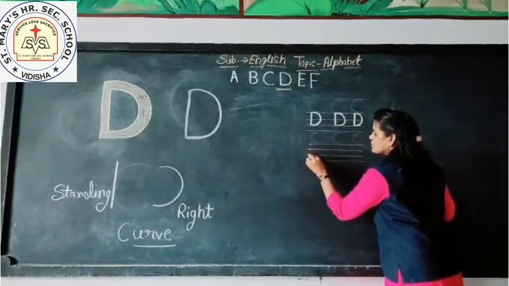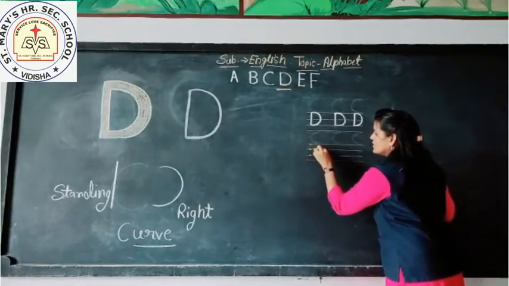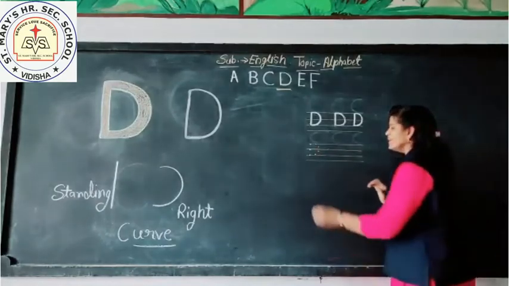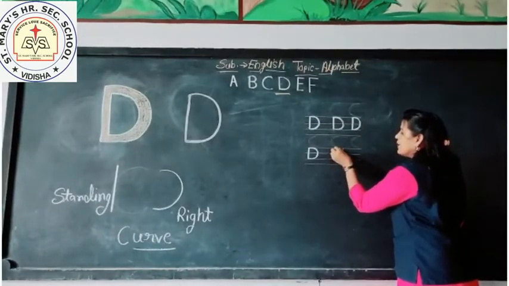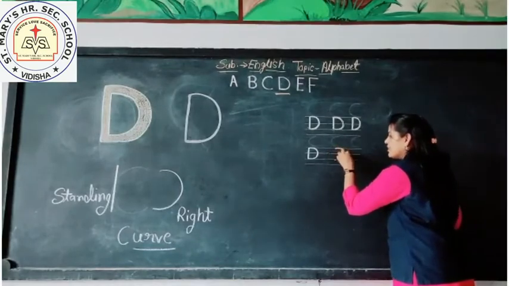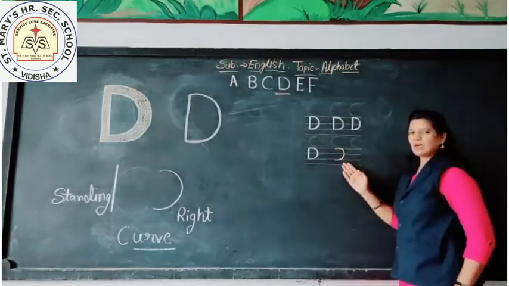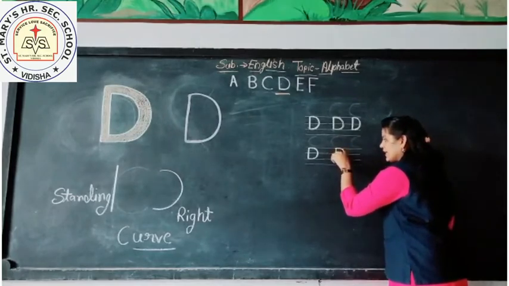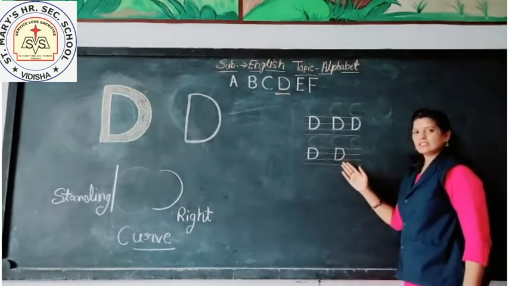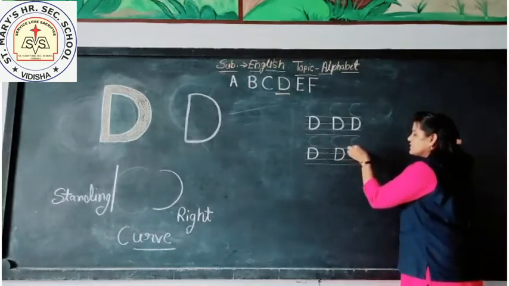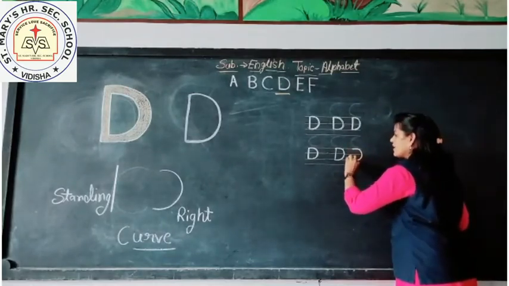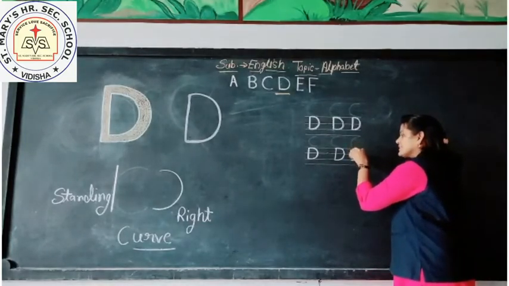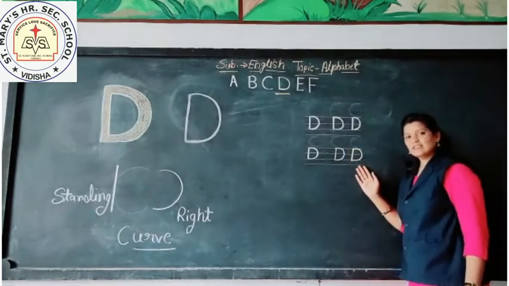Now here I am keeping some dots, okay? Then you will join these dots, okay? Okay, आप इस तरह से भी बना सकते हैं. पहले आप right curve बना लीजिए. You draw right curve and then up to down you draw one standing line. See, this is D, okay? Again you can see same way. Right curve and then standing line. This is letter D.